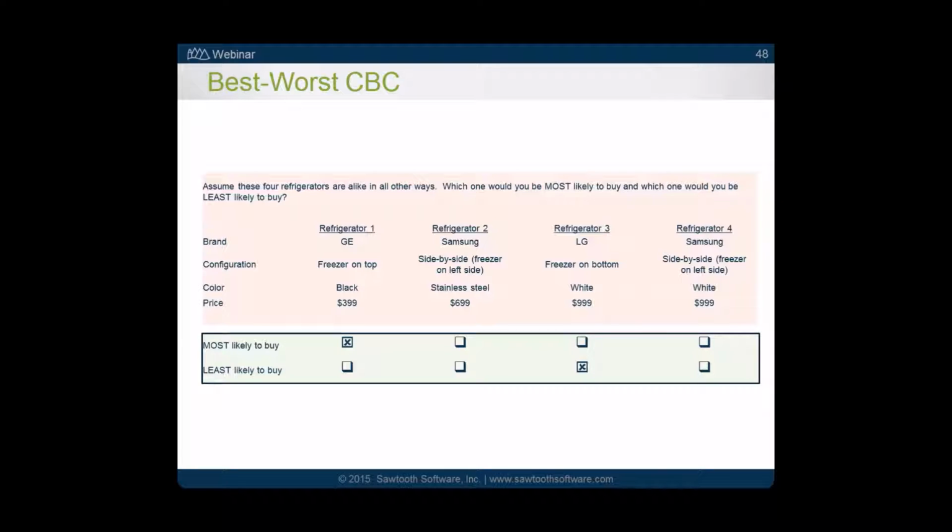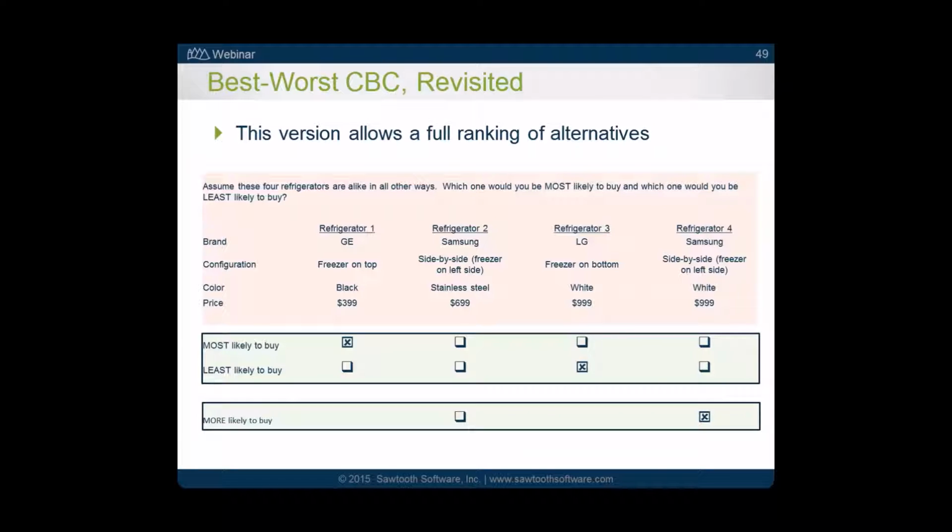Just like in MaxDiff: which one are you most likely to buy? Which one are you least likely to buy? And then we can run that through our CBC software and get HB utilities and everything else. In an extreme case, we could even get a full rank ordering by asking one additional question. Given that they chose refrigerator 1 as their best and 3 as their worst, of the remaining 2, which one's the best? Oh, it's refrigerator 4, it turns out, for this respondent.